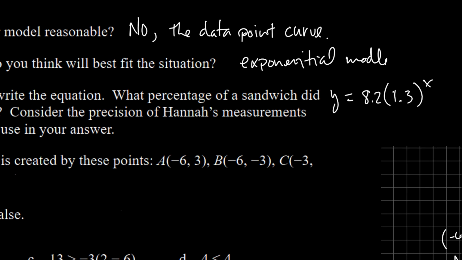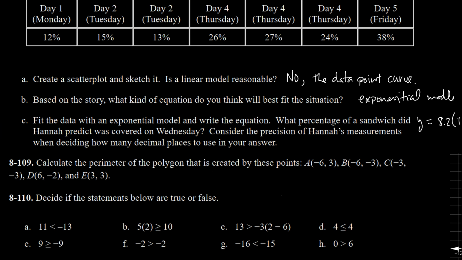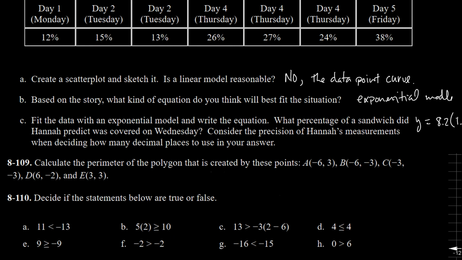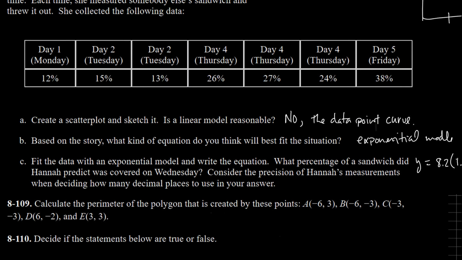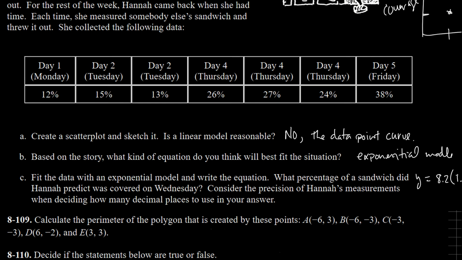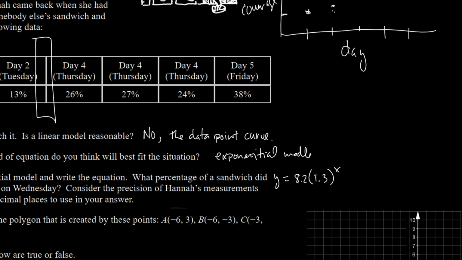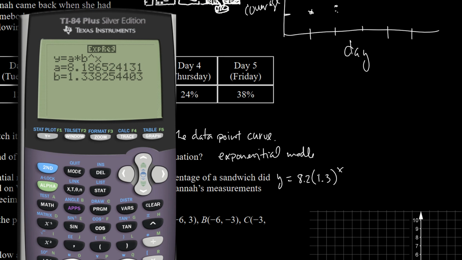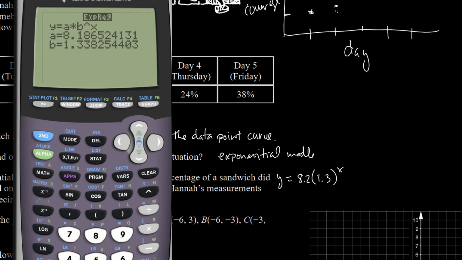And almost done with this question. It does say, what percentage of a sandwich did Hannah predict was covered on Wednesday? Well, Monday, so Wednesday's not here, right? She never had a Wednesday, so that would be day 1, 2. So if I put day 3 into that model, and I'm going to use this rounded.